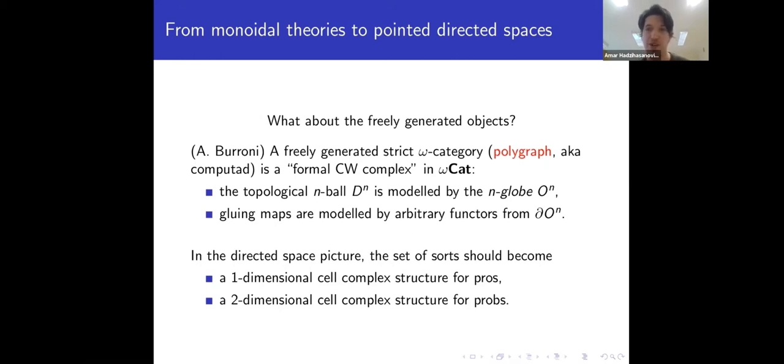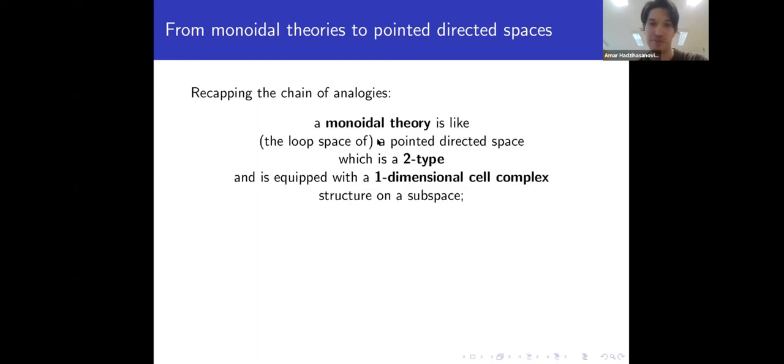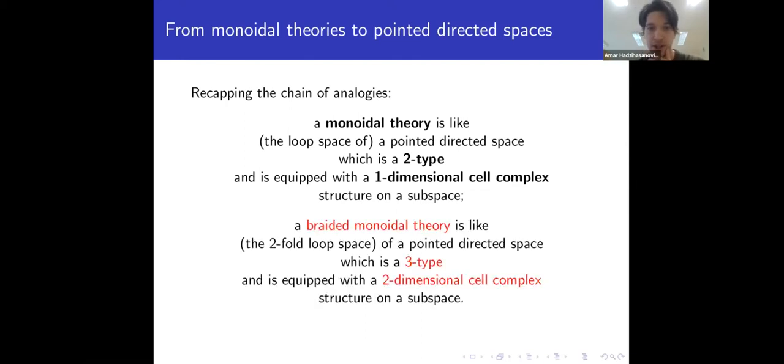So if we put together all these chains of analogies, I would like you to think of a monoidal theory as being like the loop space of a pointed directed space, which is a homotopy 2-type and is equipped with a one-dimensional cell complex structure. And I would like you to think of a braided monoidal theory as being like the twofold loop space of a pointed directed space, which is a 3-type, and has a two-dimensional cell complex structure on a subspace.